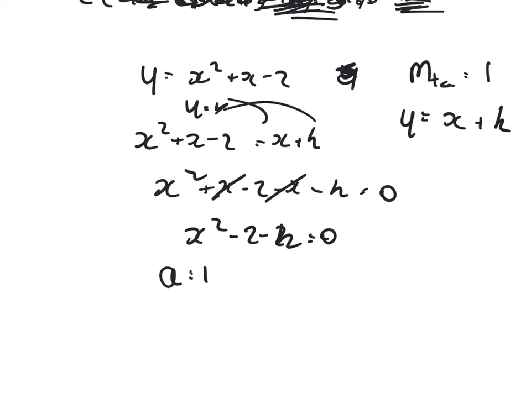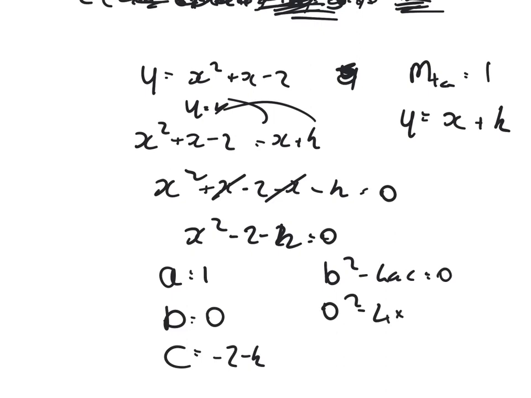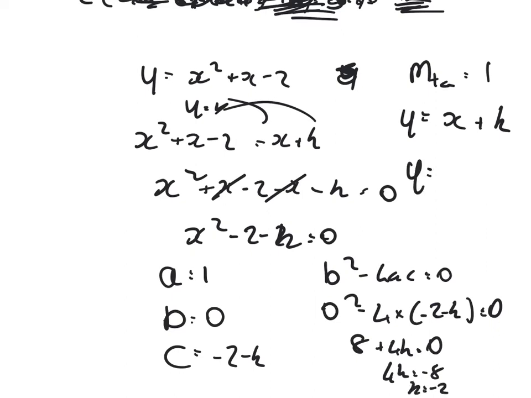Okay, so a is equal to 1. There's no x term, so b is equal to 0, and c is equal to minus 2 minus k. And for tangency, b squared minus 4ac is equal to 0, so that's going to be 0 squared minus 4 times 1 times minus 2 minus k is equal to 0. So that's just going to be 8 plus 4k is equal to 0, and 4k will be equal to minus 8, and k is equal to minus 2. So the equation then is y equals x minus 2.